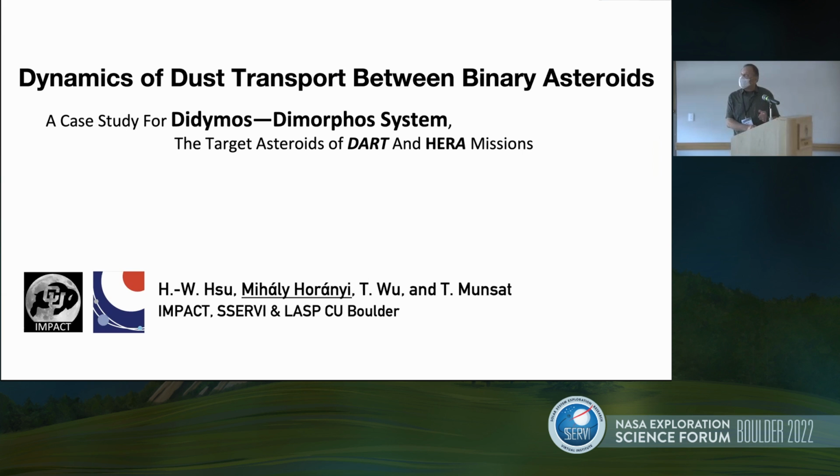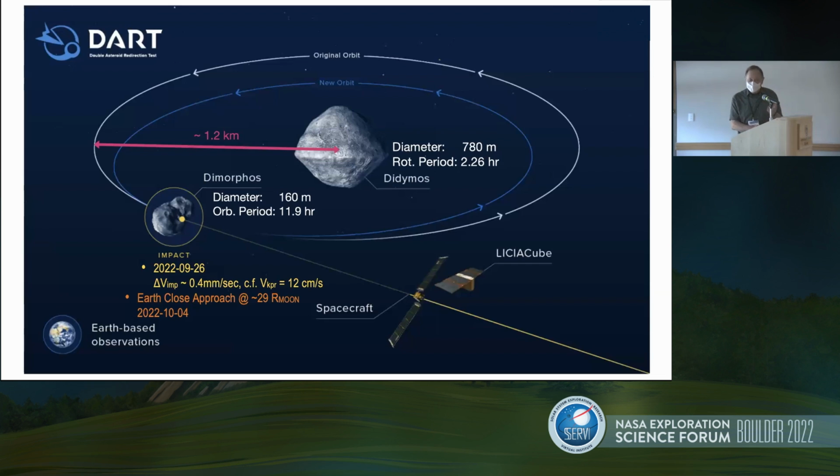This is about dust dynamics and the transport of small material in a binary asteroid system. All right. So as mentioned several times during this session, the ongoing DART mission is an impact experiment changing the trajectory or the orbit of the small secondary asteroid going around the primary one.